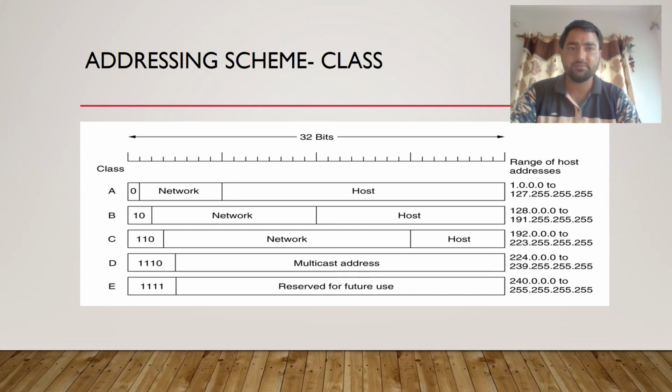Then class D is used for multicast addresses and class E is reserved for future use. Then the range of addresses defined for each class is: class A has the range of addresses from 0 to 127. Then class B has 128 to 191. Then class C has 192 to 223. Then class D has 224 to 239. And class E, which is reserved for future use, is from 240 to 255.